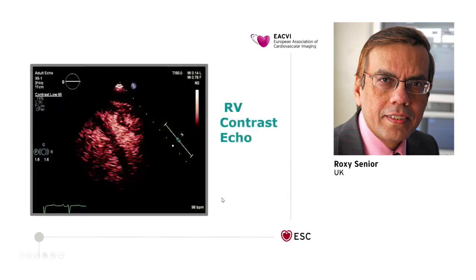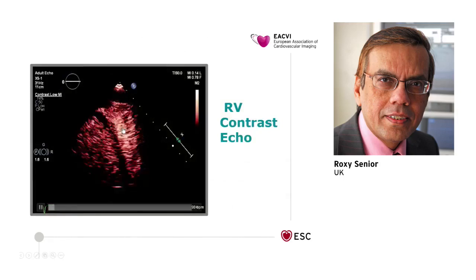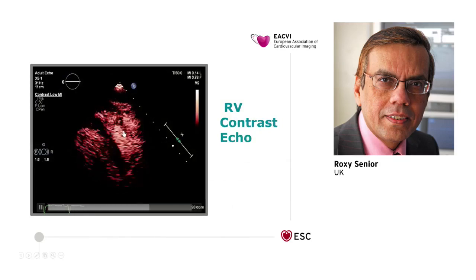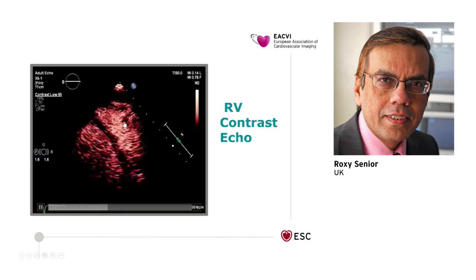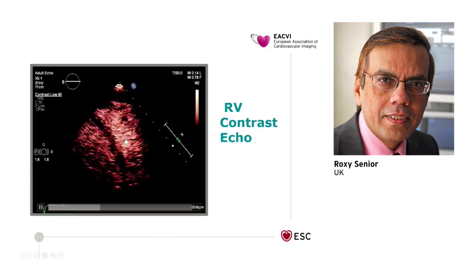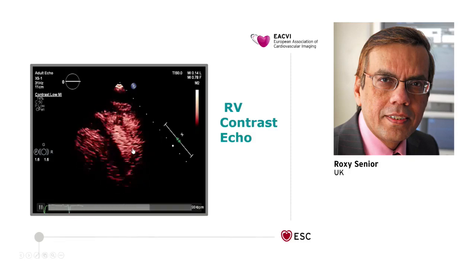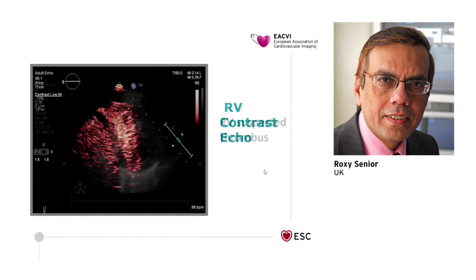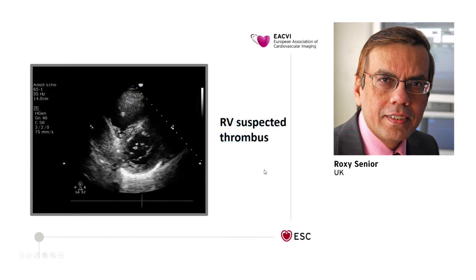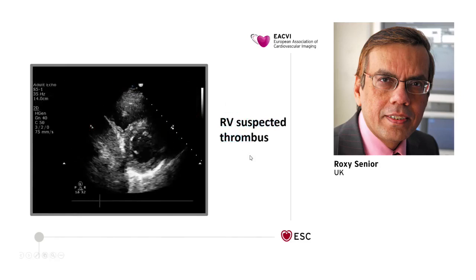So in this particular case, we injected contrast and it is looking at RV, and what you see here is a linear structure. It's a linear structure, not a rounded structure, so it's not a mass, and you can see some contrast in between, and this is really trabeculae, which you see so often in the right ventricle, especially when it is dilated. So it's a trabecular structure, and we assured our intensivist that the patient doesn't have a thrombus.